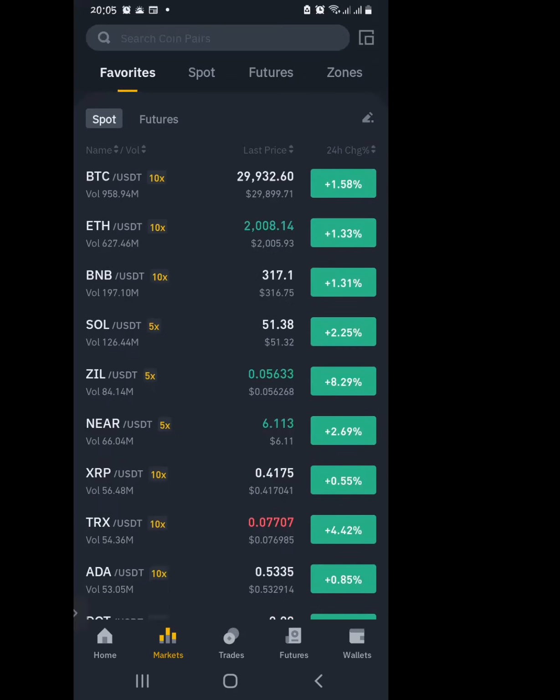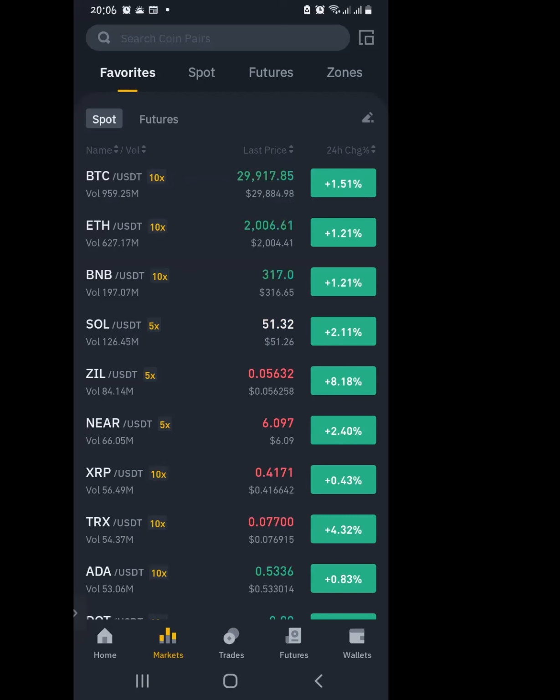To help you with the search, when you open your Binance app on your phone and go to markets, at the top you see search coin pairs. What we need to understand is that coins are traded in pairs. It's like going to the market to buy tomatoes. In exchange for the tomatoes, you have to give the seller money. In Ghana, the trading pair for your tomatoes is tomato and Ghana cedi.